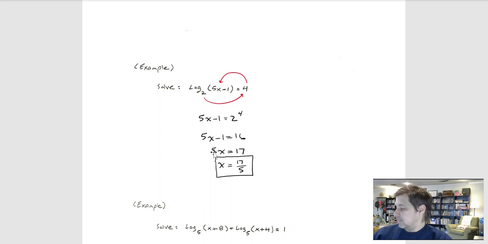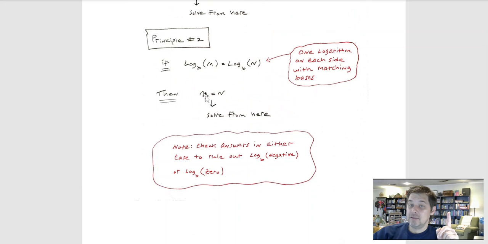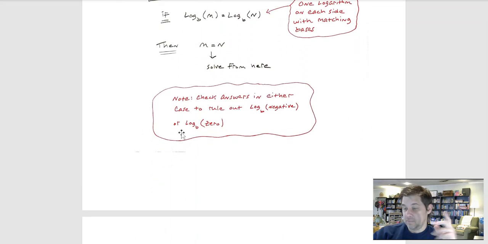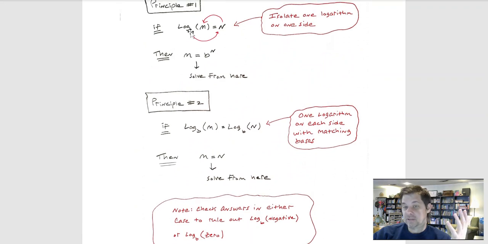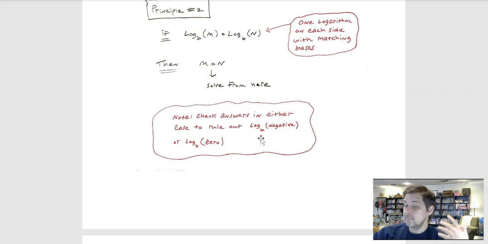So I get 17 over 5, and I think that will work for us, but I did say that no matter which of these principles you're using, anytime we're solving an equation that starts with a logarithm in it, we should check our answer to rule out that we're getting a logarithm of a negative or 0.